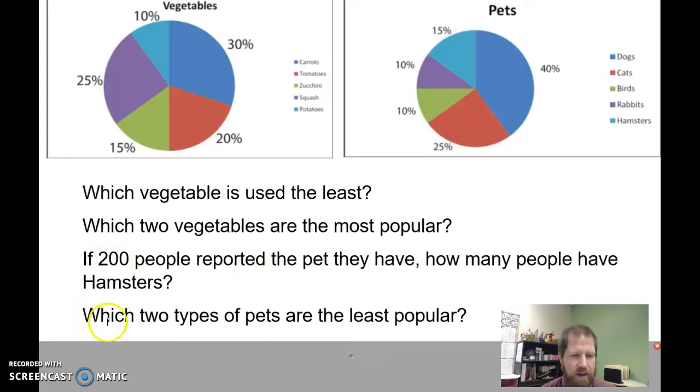Okay, and then the last question, not that difficult. Which two types of pets are the least popular? Well, birds and rabbits. Okay, that's it.